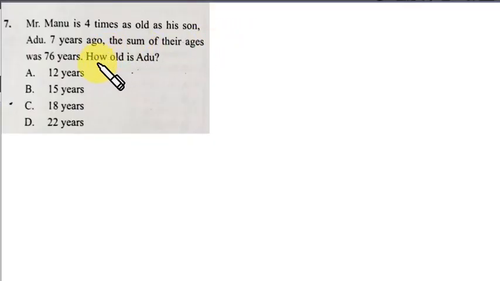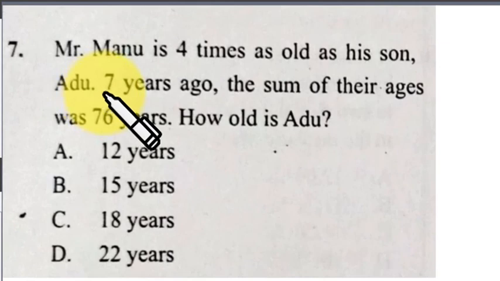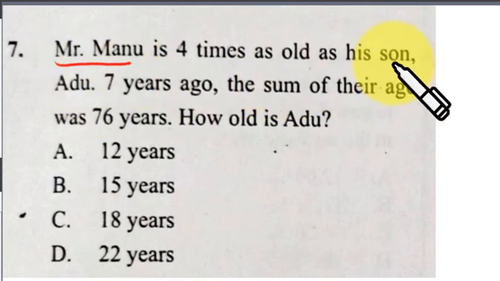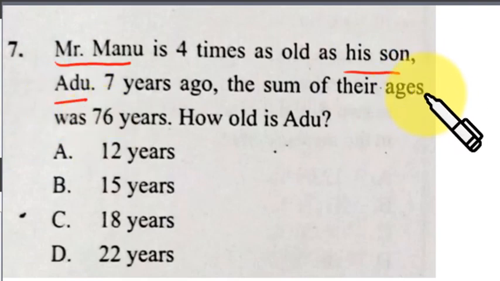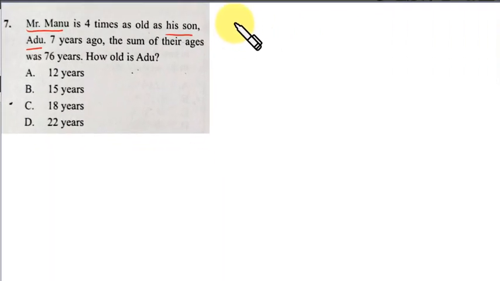Let us try to dissect this. Now we are talking about two people. One is Mr. Manu and his son called Adu. So we are talking about two people here. In mathematical terms, we will say that we are talking about two variables. When we are talking about word problems, we look at the variables that are concerned. Here we have two variables, and we have to identify the variable that is independent. We have something that we call independent variable. Then we also have what we call dependent variable.